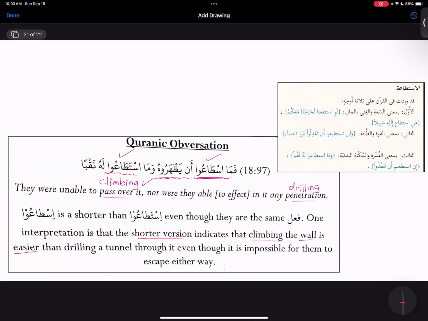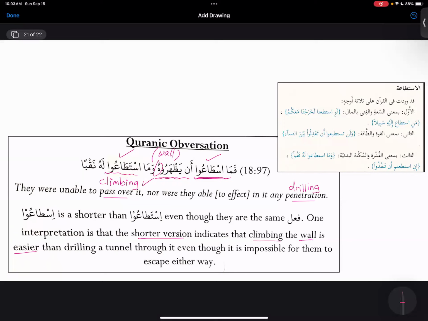Climb the wall, right? So Hazrat Zulkarnain alayhi salam is saying that they were not able to pass over it, they won't be able to climb over it. Referring to the wall, right? After making the wall, this is what he said. فَمَسْتَطَاعُوا أَنْ يَظْهَرُوهُ. So they won't be able to climb it.